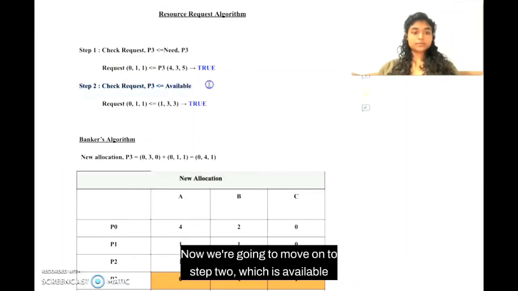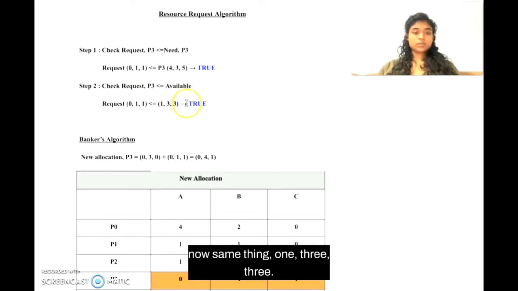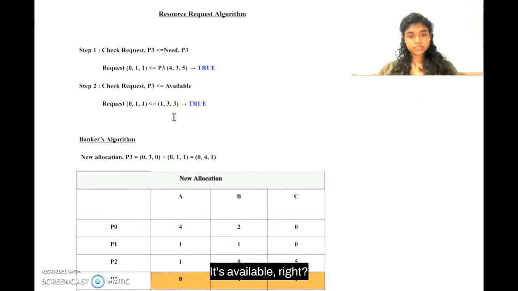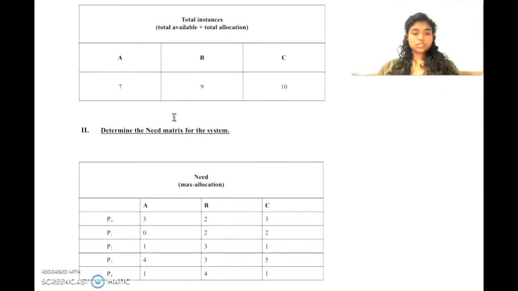Now we're going to move on to step 2, which is available. Now, request again is 0, 1, 1. Now, same thing, 1, 3, 3. It's available, right? Where do we get this available from? I'll show you.